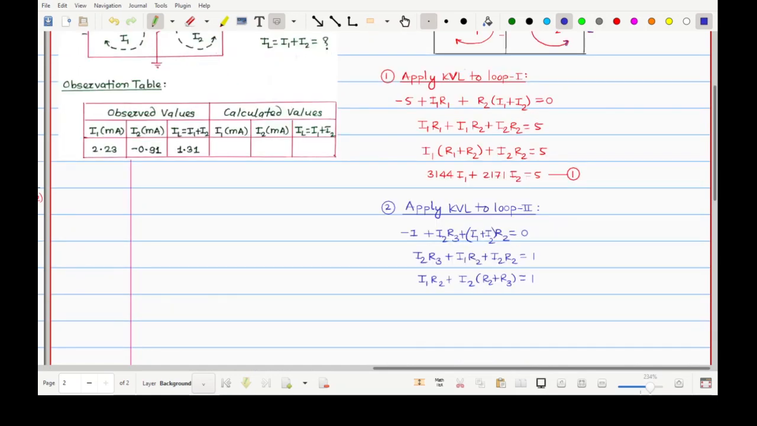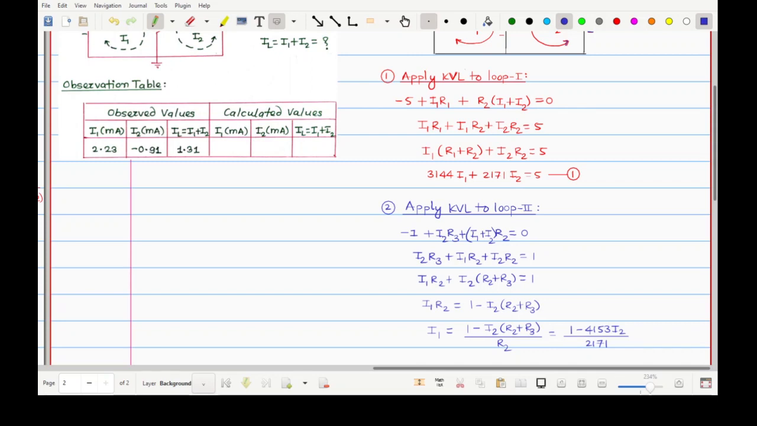Or what you can do, you can find out the value of I1. So I1 R2 is equal to what? 1 minus I2 into R2 plus R3. So what I1 you are getting? I1 is equal to 1 minus I2 into R2 plus R3, this whole divided by R2, since we are taking R2 on this side. Now put the values. You are getting this value of I1.